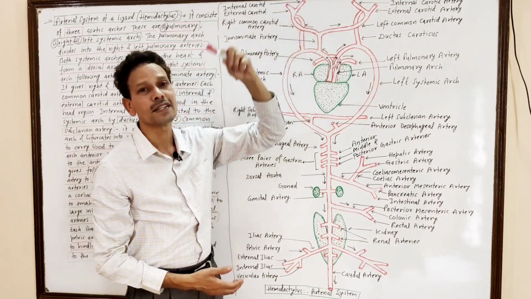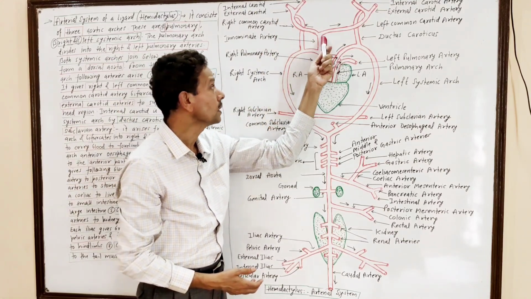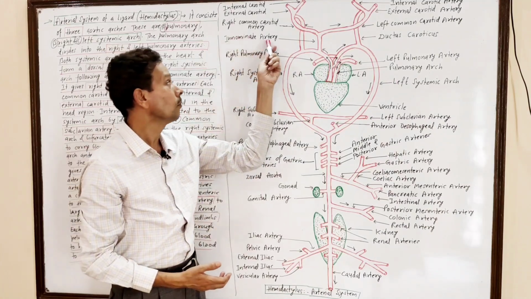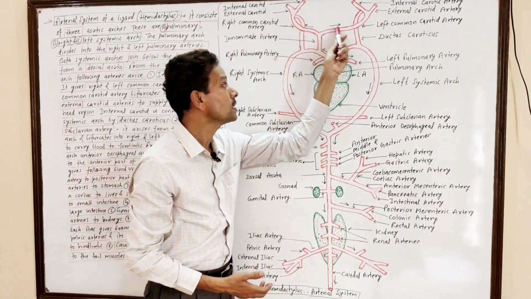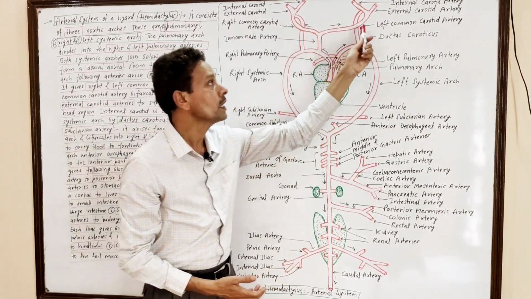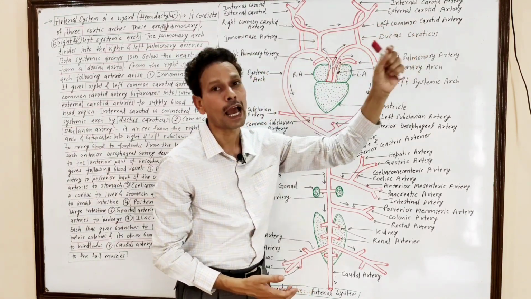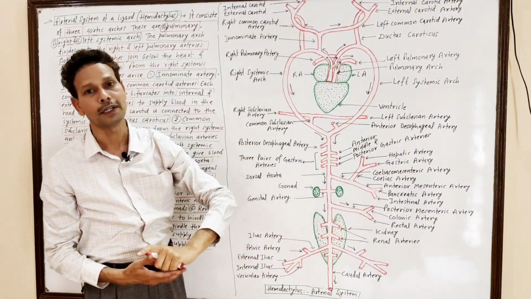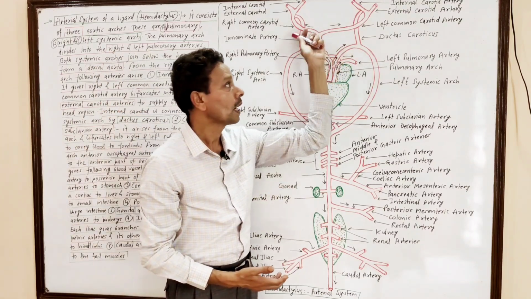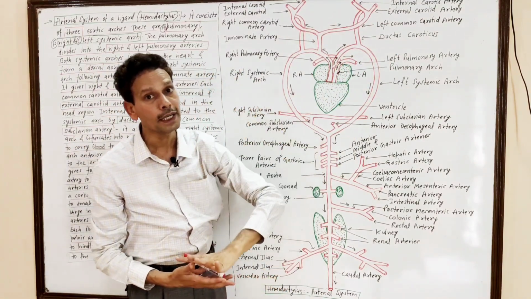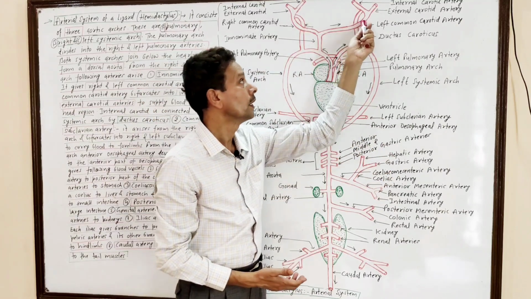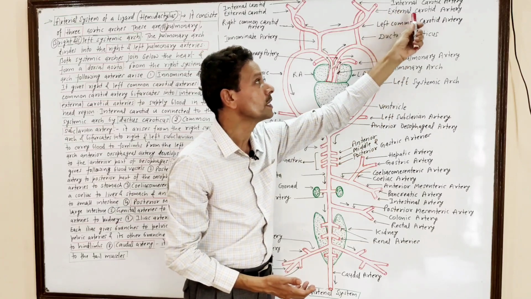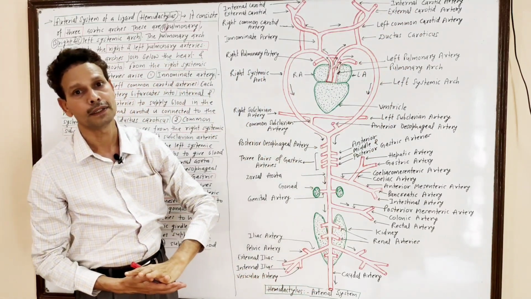In its anterior region, it gives an innominate artery, and this innominate artery immediately bifurcates into two branches. One is the left common carotid artery and the other is the right common carotid artery. Both the right and left common carotid arteries further divide into two branches: the internal carotid artery and the external carotid artery.